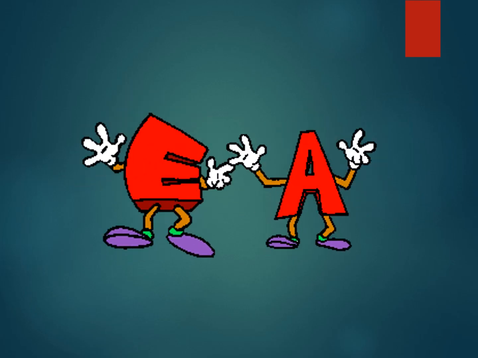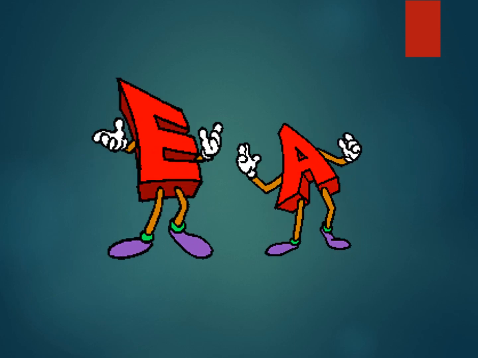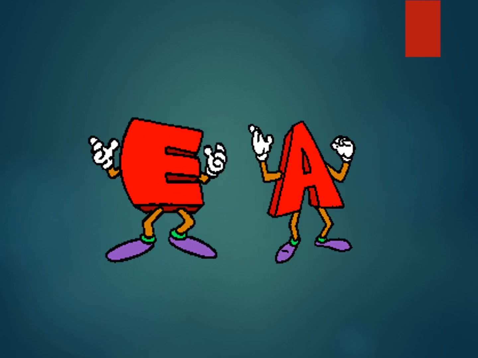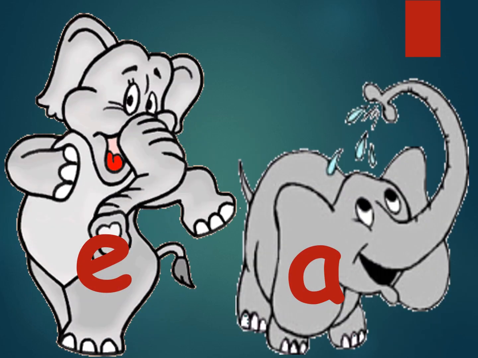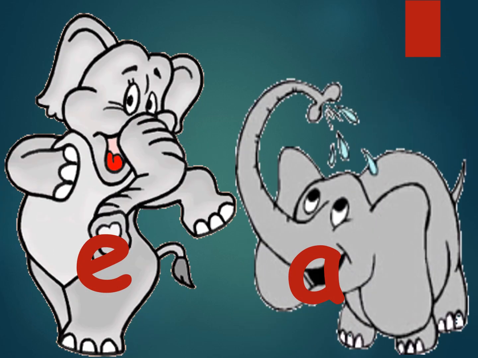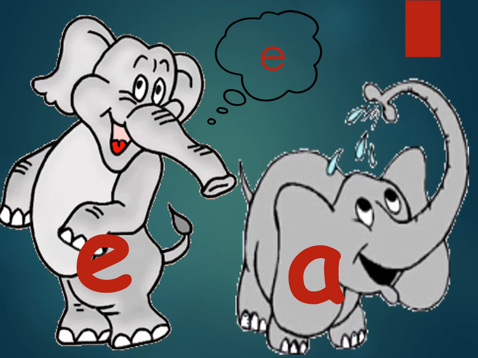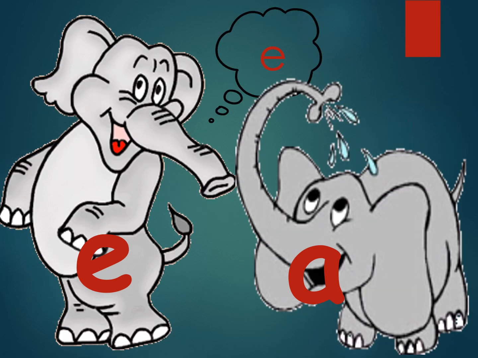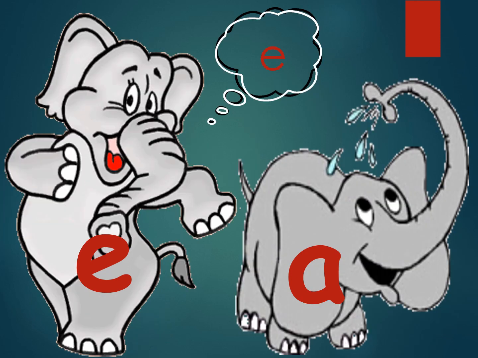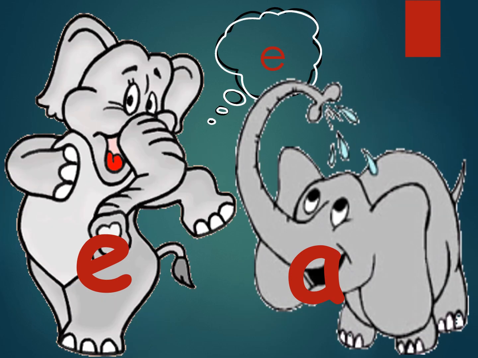Today we'll be looking at the digraph EA, using E and A to make the E sound. When Mr. E and Mr. A go out walking, Mr. E does the talking. Mr. E just says his name, E. But his friend won't do the same. You won't hear Mr. A at all because he's busy splashing. Now, let's look at some examples.